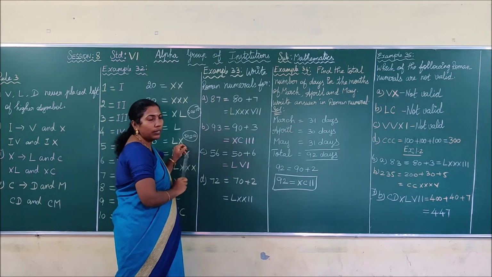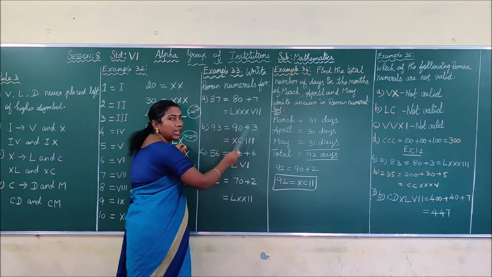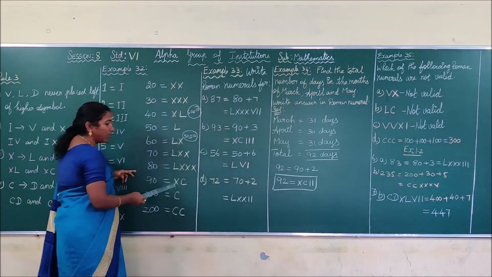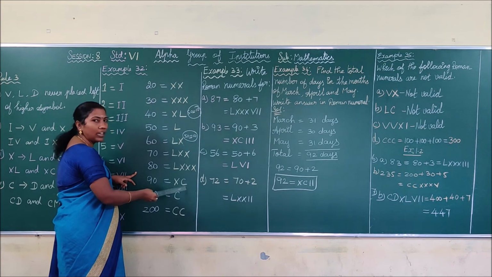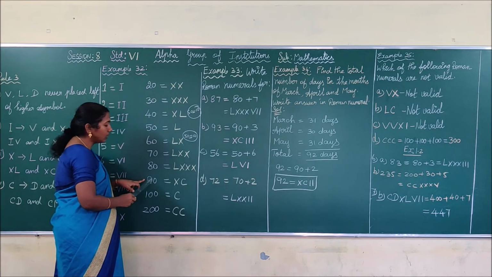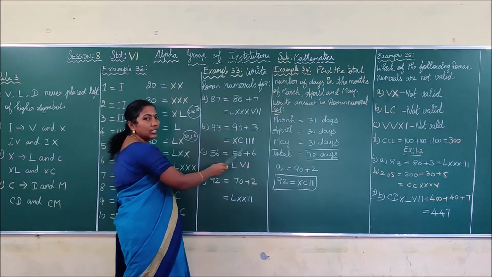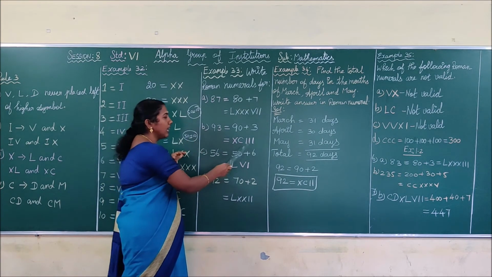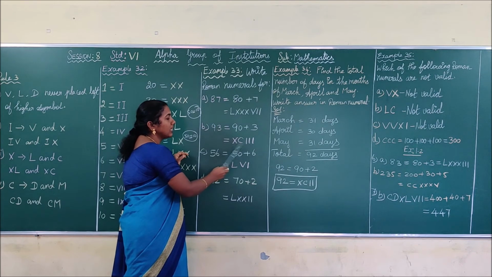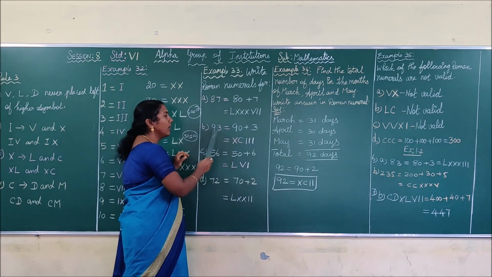93. How can you split it? 90 plus 3. What is the symbol for 90? Yes, XC. If you subtract 10 from 100, you get 90. So the symbol for 90 is XC. What is the symbol for 3? You have to write the I 3 times. That is III. Thus XCIII is the Roman numeral for the number 93.